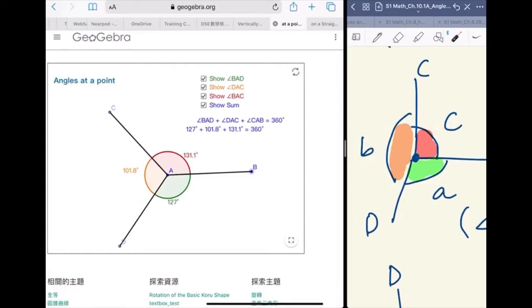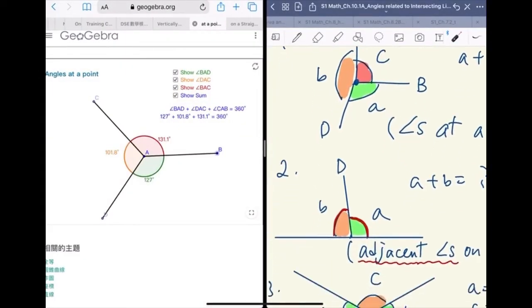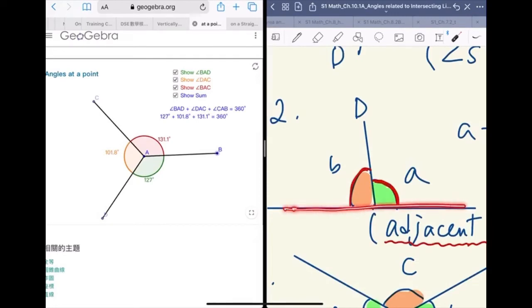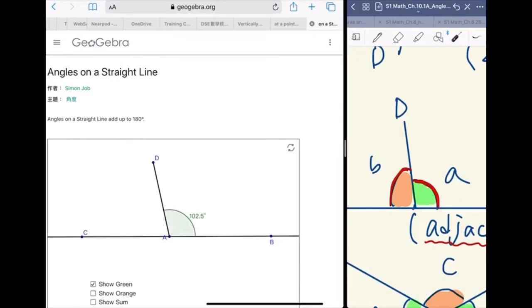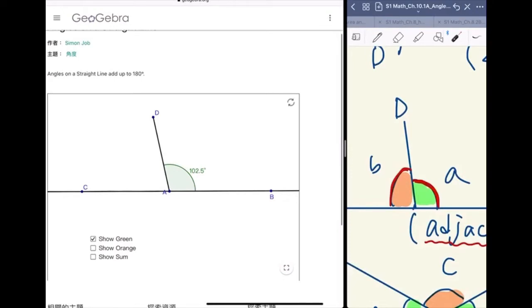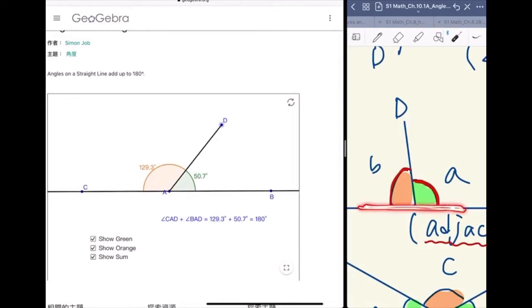Let's move on to the second one. This is a straight line, so a straight angle. A straight angle is 180 degrees. I also use this one to show you. The green one A is 102, and the orange one is 77.5. If we add them together, equal to 180. Again, whatever I change, maybe 129.3 and 50.7, always equal to 180. Just remember all the angles added together on a straight line, the sum is always equal to 180.